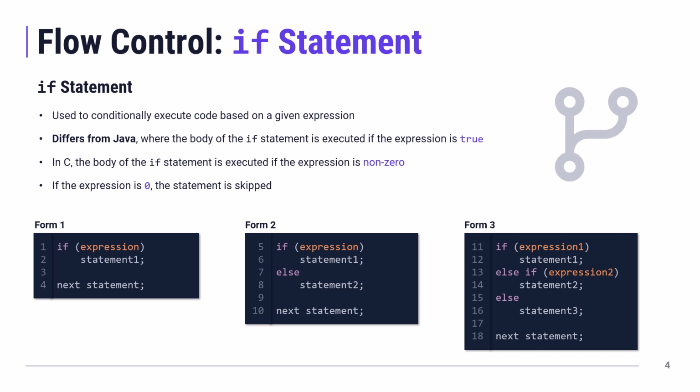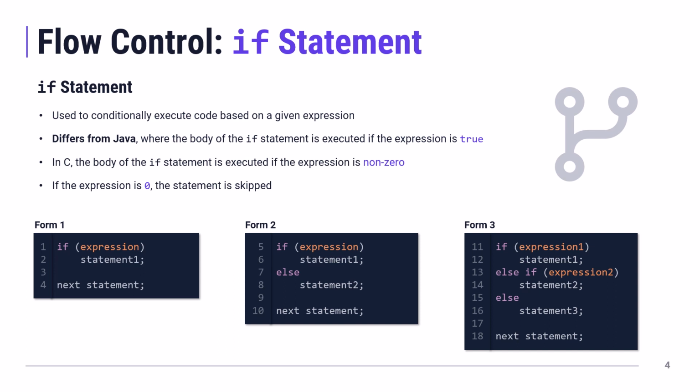Okay, so we've got 3 forms here. We've got just the simple if statement, so we test an expression. If it is non-zero, then we will execute the statement on line 2. If it is 0, then we skip past and we execute the next statement on line 4. If else, same idea here. If it's non-zero, execute statement 1. Otherwise, if the expression is 0, then we execute statement 2. In either case, we move on and we execute the next statement on line 10.